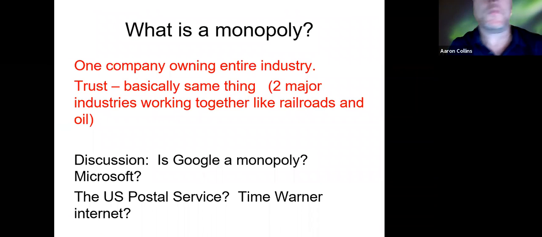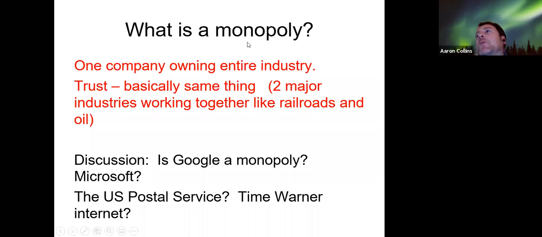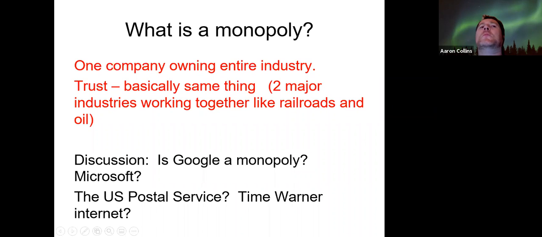Okay, write this down. What is a monopoly? Hit pause if you need to. Just write down the red. Okay, hit pause if you need to, but I'm gonna start talking. Think about the word mono. Mono means one. Okay, think about like monotheistic religion. Or the word monogamy. Okay.